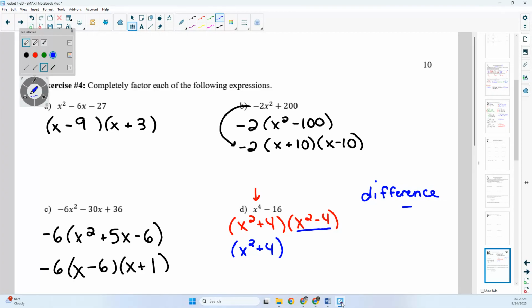This one is another difference of perfect squares that came from factoring, right, my first factoring step. So I do have to go one step further. So in special situations, basically that can happen, and we always want to check on the difference of perfect squares.